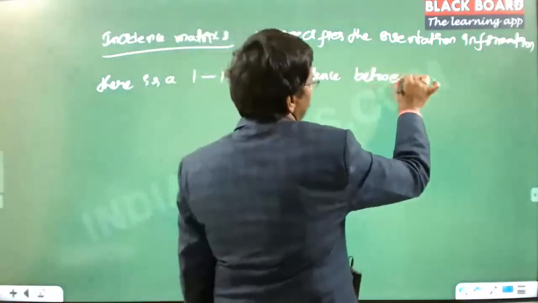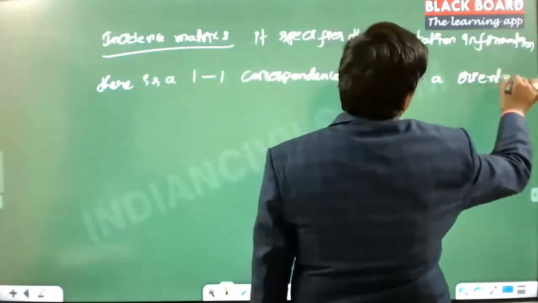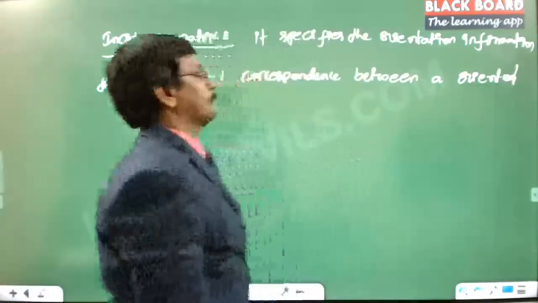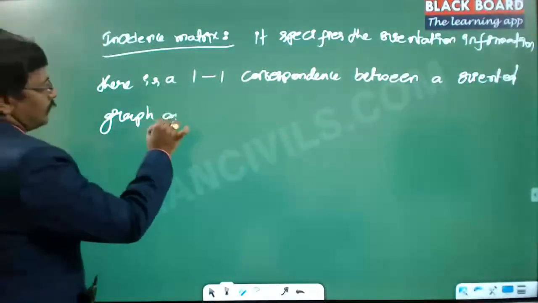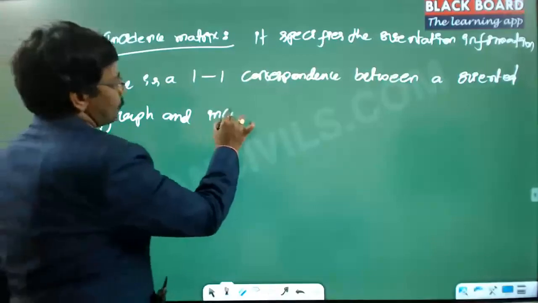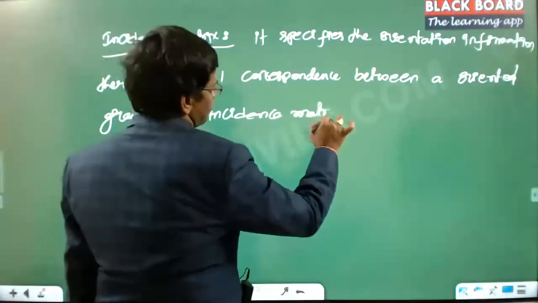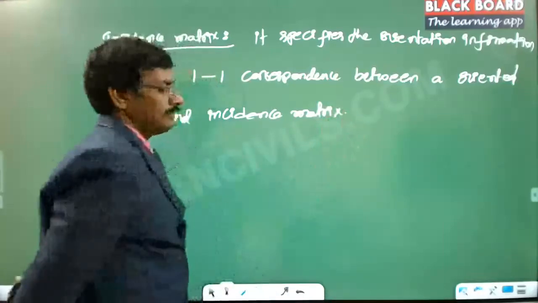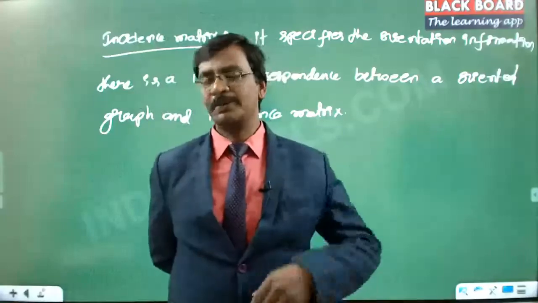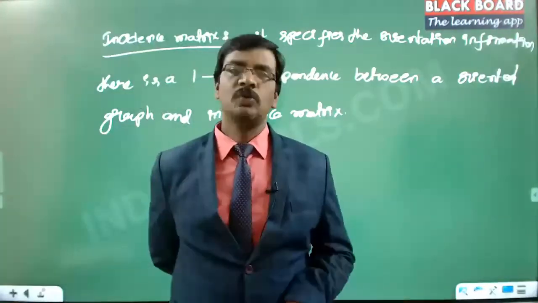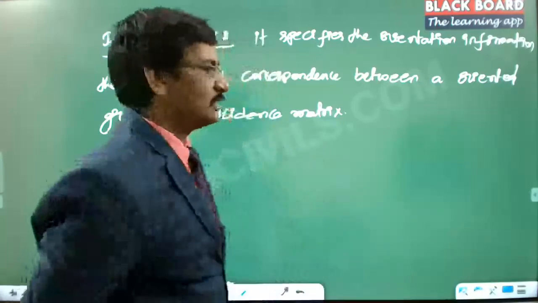There is a one-to-one correspondence between an oriented graph and the incidence matrix. That means if you give the incidence matrix, then we can prepare the oriented graph, and if you give the oriented graph, then we can prepare the incidence matrix. That is how it is. Now what is this incidence matrix?